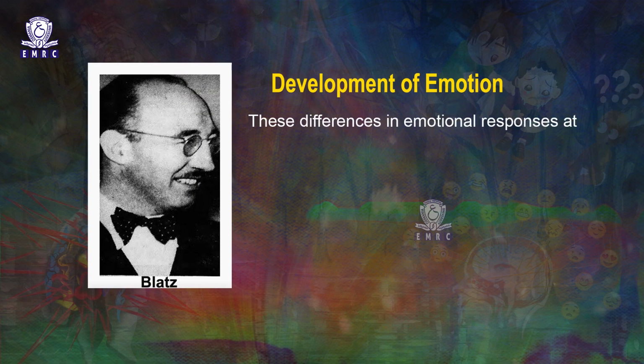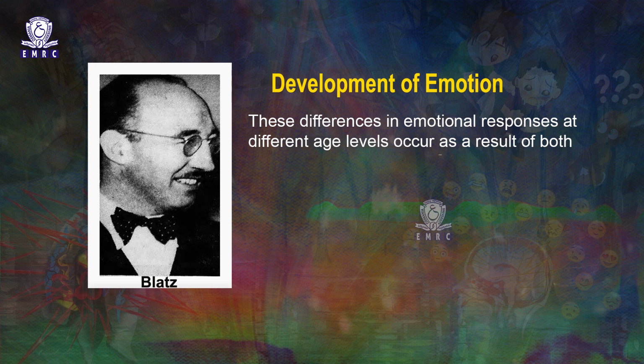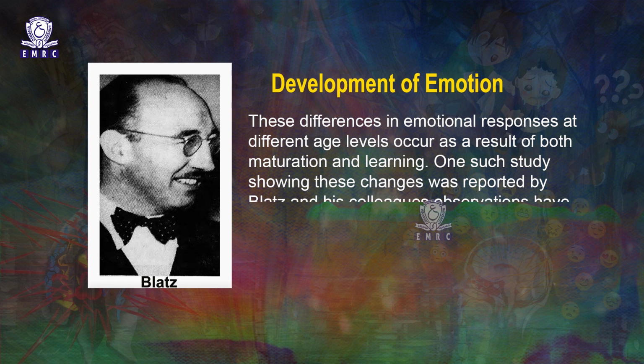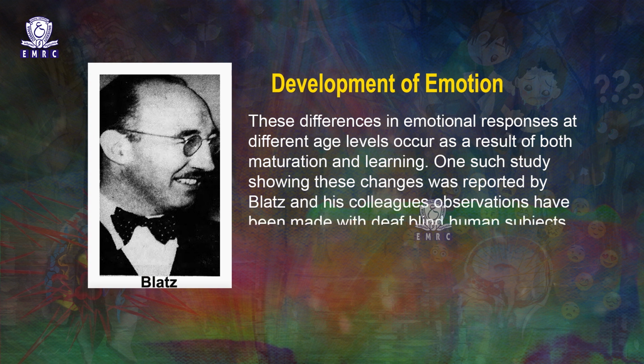Sometimes a particular stimulus which produced an emotional response at an earlier age produces a distinct emotion at a later age. These differences in emotional responses at different age levels occur as a result of both maturation and learning. One such study showing these changes was reported by Bridges and his colleagues. Observations have been made with deaf-blind human subjects and also with chimpanzees.